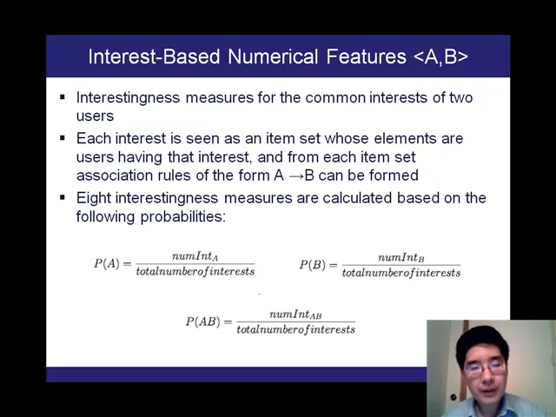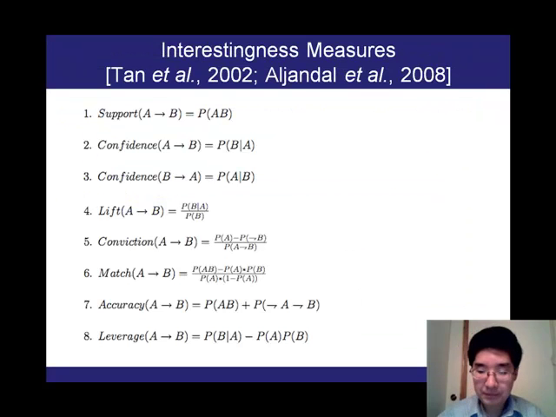There are 8 interestingness measures that are calculated based on probabilities, which are ratios of the number of interests held by user A divided by the total number of interests by user B and by both A and B. Now, in Pannington's survey of interestingness measures, he identifies a number of measures, including these 8: support, confidence, which is directed, lift, conviction, match, accuracy, and leverage. And my doctoral student, Walid Aljandal, in his dissertation, looked at techniques for normalizing these interestingness measures based on the size of the item set.